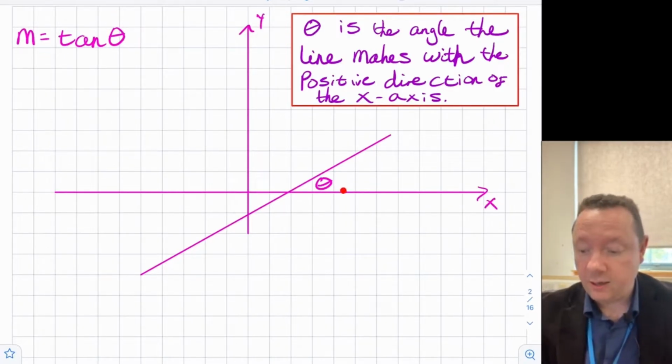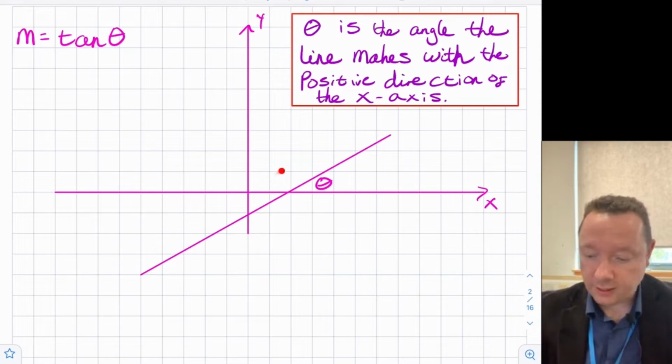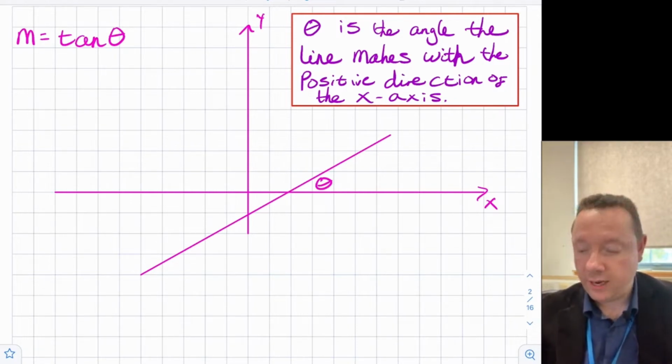Now this theta is this direction with the x-axis. We call that the positive direction. So it's not the angle over this side. It is the angle this side. The angle it makes with the positive direction of the x-axis. And you can work that out from either the x-axis itself or draw any horizontal line and it'll give you the same angle in there.